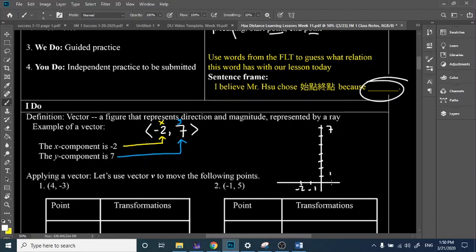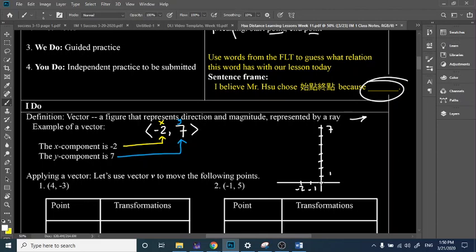Okay, so here we have a graph. Basically, if we're looking at x and y in a vector, so a vector is represented by a ray. So that means you have a start point and then it turns into an arrow. So a ray is an arrow, basically.